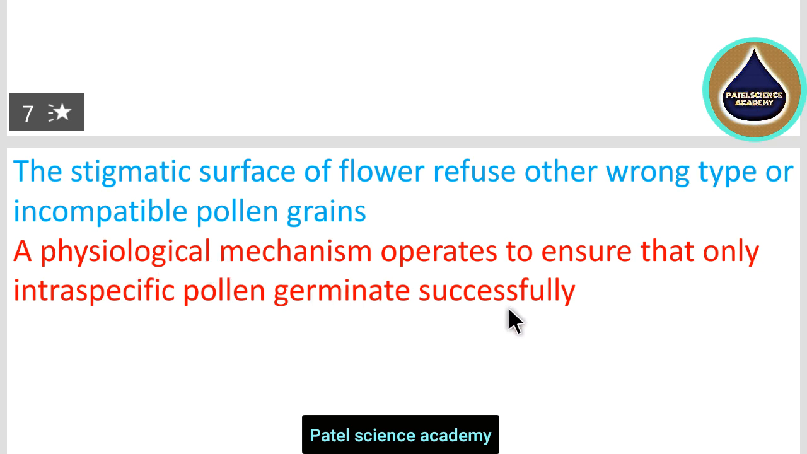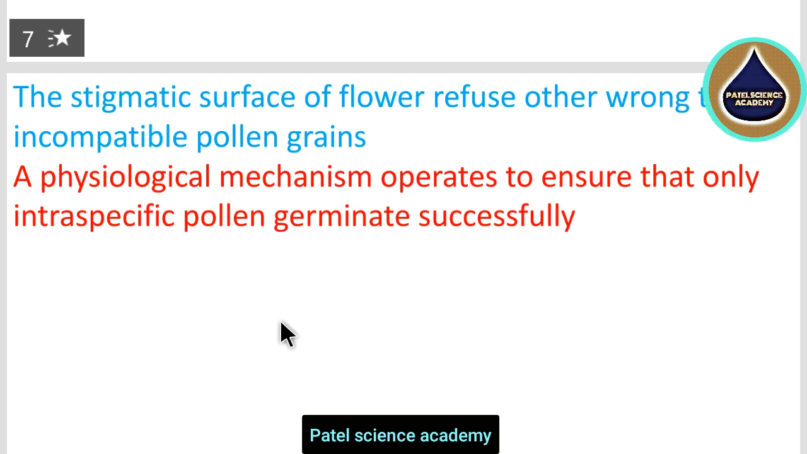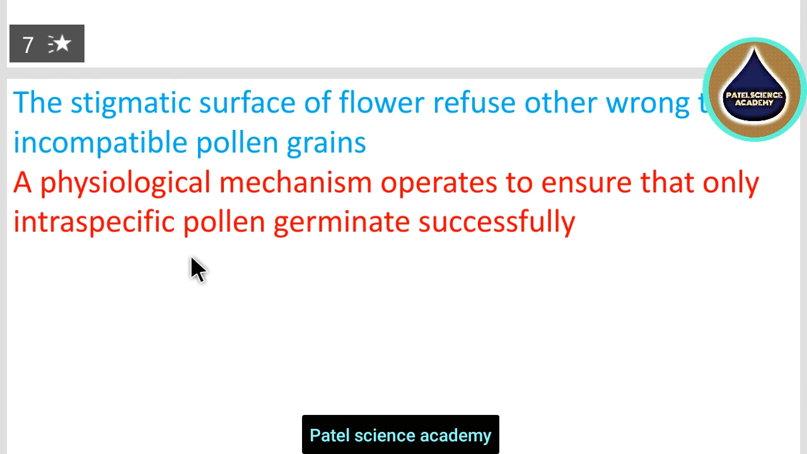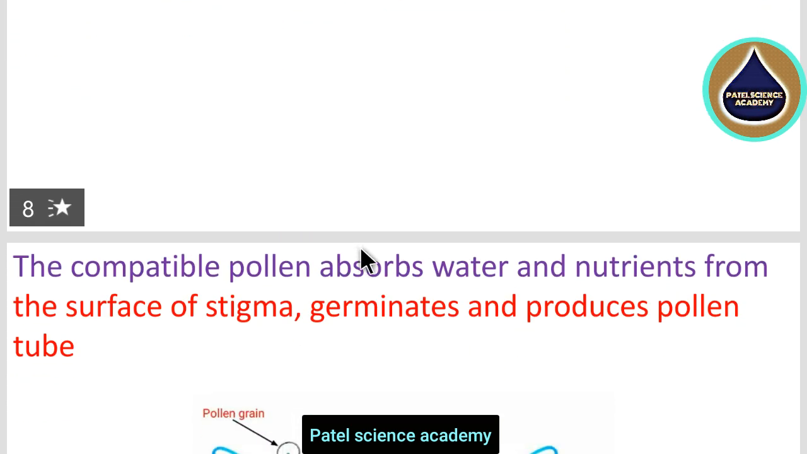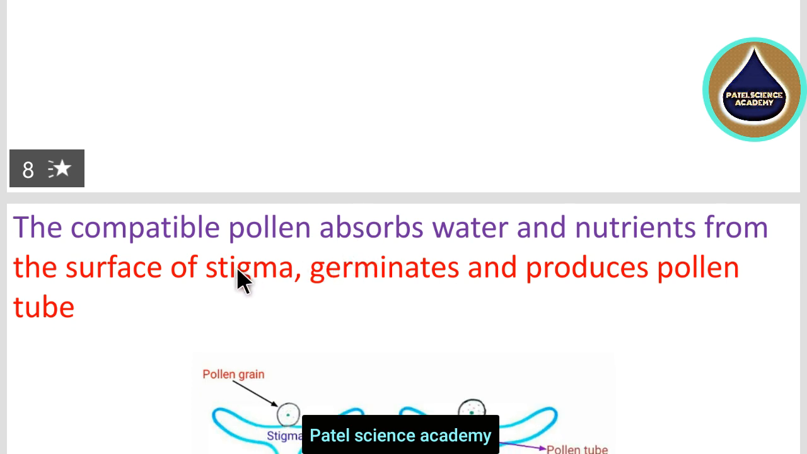A physiological mechanism operates to ensure that only intraspecific pollen germinates successfully. So it indicates that intra means the same species: pollen germination successfully takes place on the pistil.